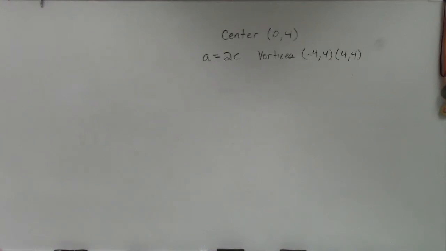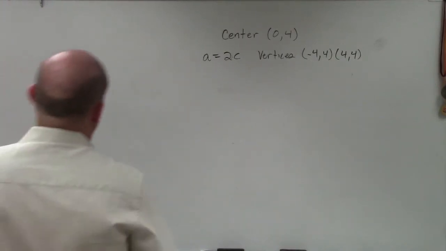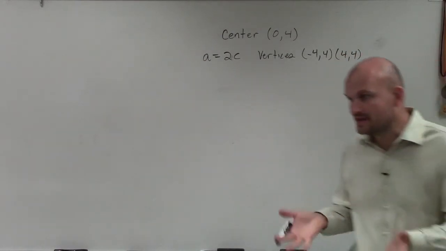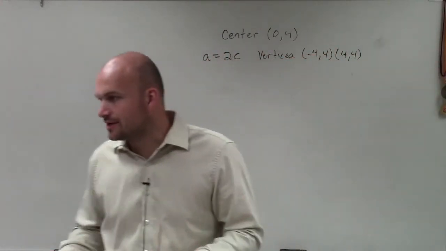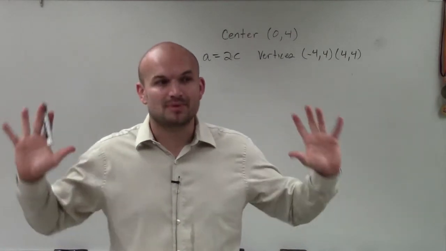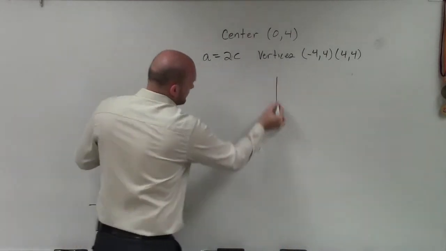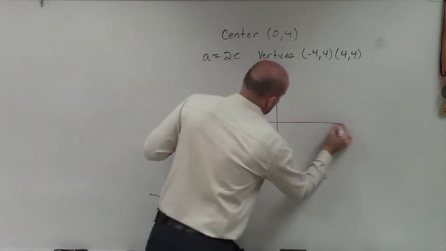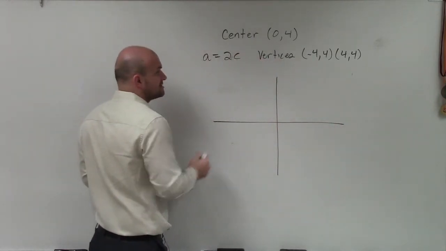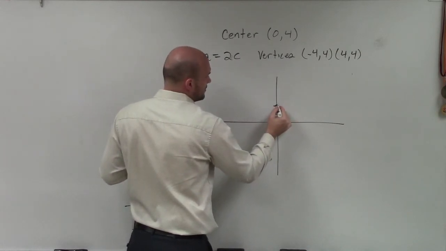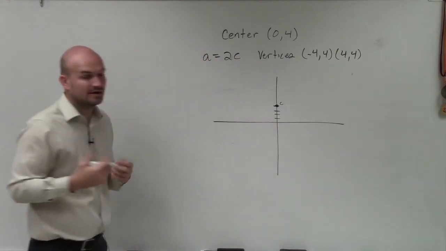Each of these problems on your homework are all different. Each of the problems on your test is going to be different. To think about this, the best way to get started is to first just plot the information that you have. So what I'm going to do here is simply plot the center: 0, 1, 2, 3, 4. That's my center, right? Now, again, we're talking about an ellipse.